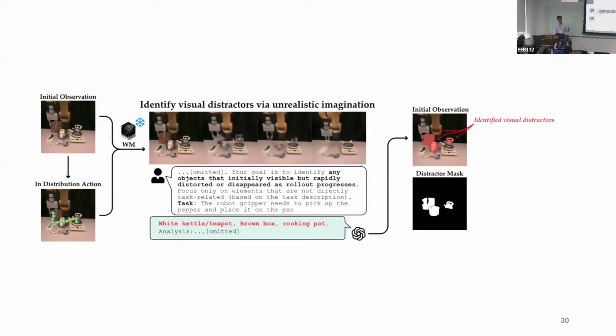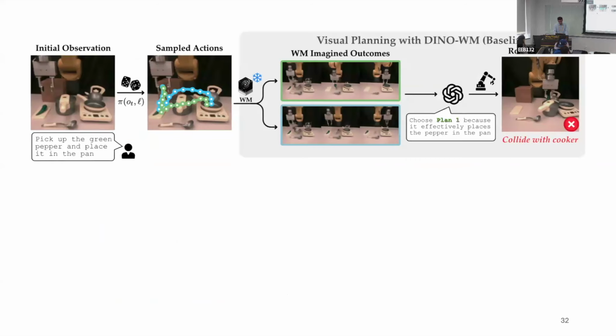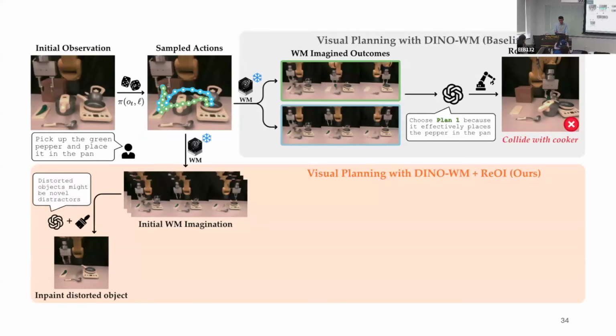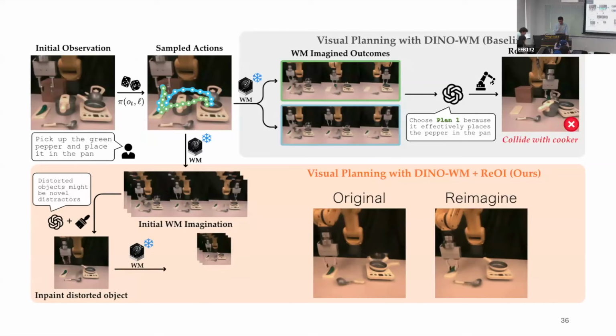And then we can localize them with an image segmentation model, like SAM, and then remove them with image inpainting. With this observation intervention process, the world model can then reimagine the action plan outcomes using the modified input observation and mitigate the hallucinations. So here's an example of the world model rollouts before and after the reimagination.